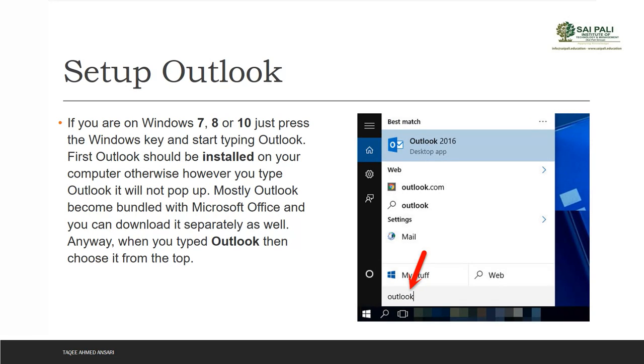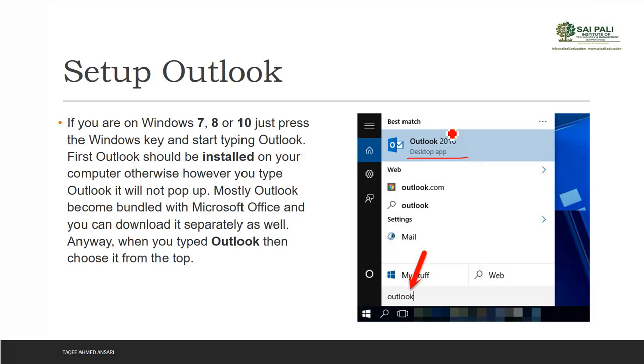Now we'll see how we can set up Outlook 2016. If you're using Windows 7, 8 or 10, you can press the Windows key, the search button, and type Outlook there and it will show you this. To show this, first make sure that you have already installed Microsoft Office 2016 because Outlook comes with that. You can install it separately, but you have to install it first to get it. Mostly Outlook comes bundled with Office, and you can download it separately also. So first you have to install it. Otherwise, you will not get it.